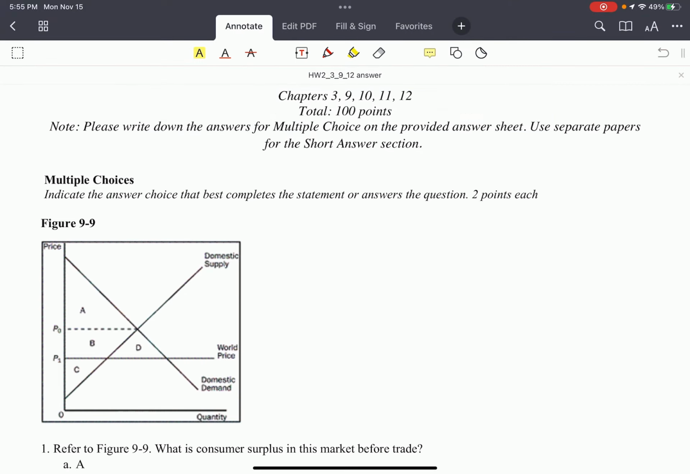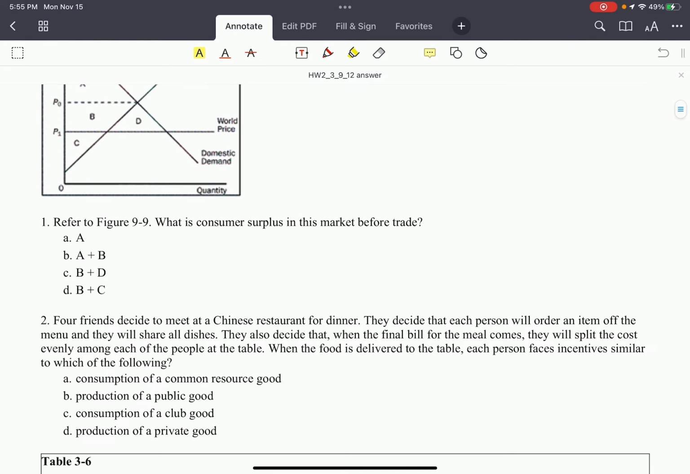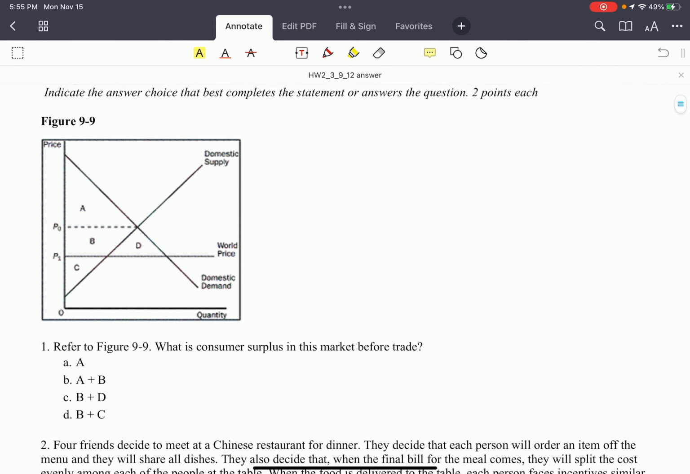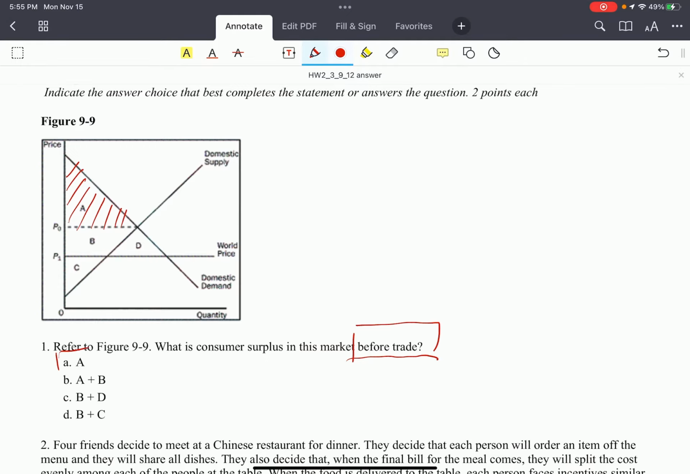Okay, let's talk about homework 2's multiple choice problems. So first, the question is, what is the consumer surplus in this market before trade? Of course, here you have to pay attention to the problem. It's about the consumer surplus before trade. So basically, we're looking at this triangle, right? And the answer here is A.